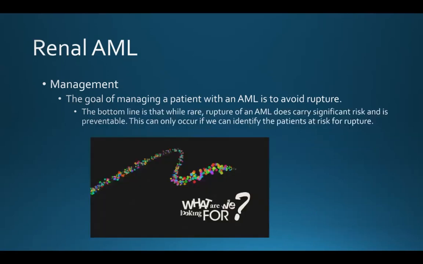The bottom line is that while rare, rupture of an AML does carry significant risk and is preventable, but this can only occur if we identify the patients at risk for rupture. And in order to do that, we have to look at its size, vascularity, and symptoms.